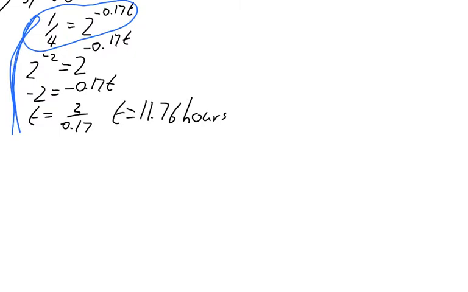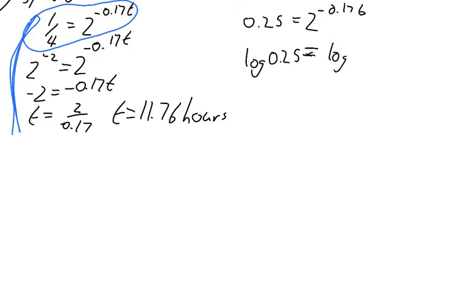So a quarter, that's 0.25. So let's go 0.25 equals 2 to the power of negative 0.17 T. We'll take the log of both sides. So log 0.25 equals log 2 to the power of negative 0.17 T. And what you'll see is this will be similar to revision video 6, the second part I did. That becomes log 0.25 equals negative 0.17t log 2.